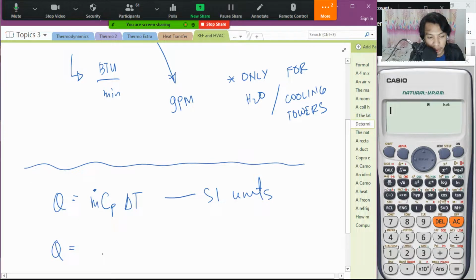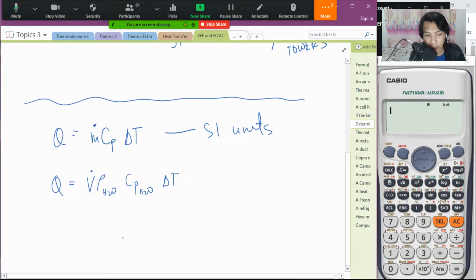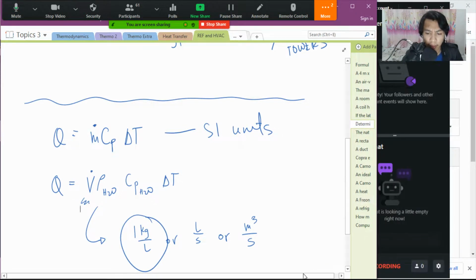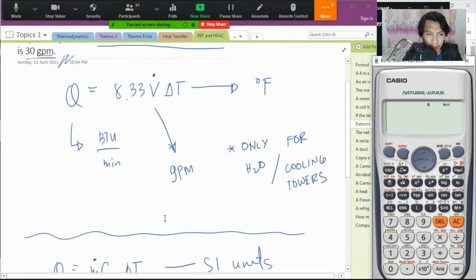Binigay ko na rin ang shortcut niyan: volume flow rate multiplied by the density of H2O, times Cp of H2O, times delta T of H2O. Ano po bang karaniwang ginagamit natin kapag H2O? 1 kilogram per liter, liters per second, or commonly cubic meters per second. Pero ako, mas madalas kong ginagamit to, kasi ang binibigay dito pag SI is in liters. Commonly ganun. Okay, so let us solve the problem.